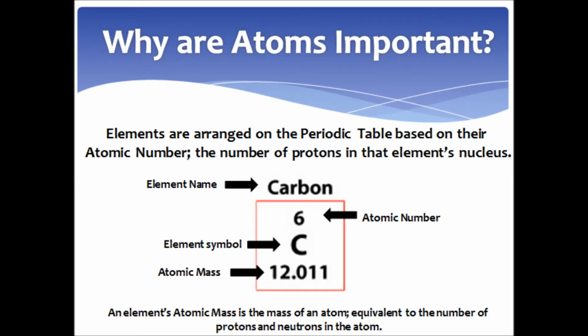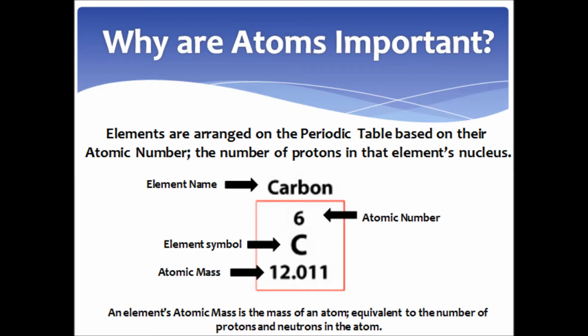Now, why is it important for us to know all of this information about atoms when working with the periodic table? Elements on the periodic table are arranged based on their atomic number. The atomic number is the number of protons in that element's nucleus.